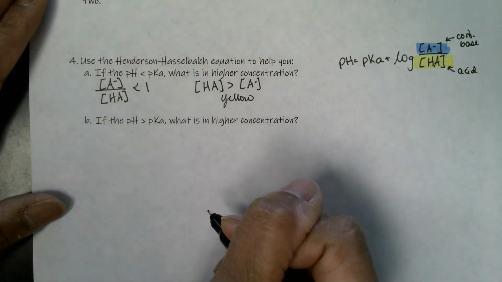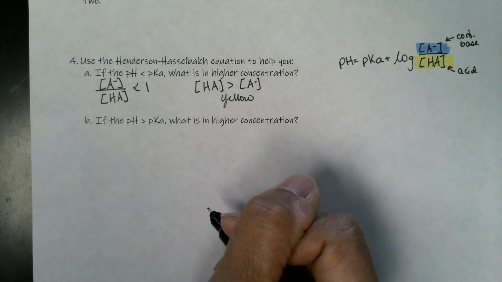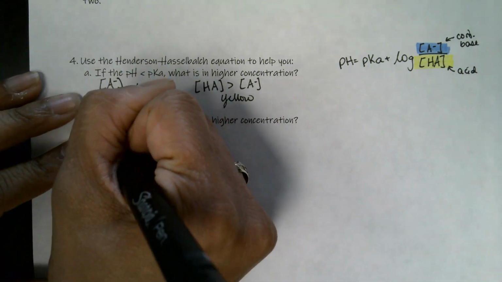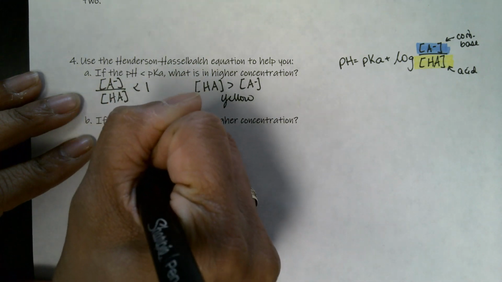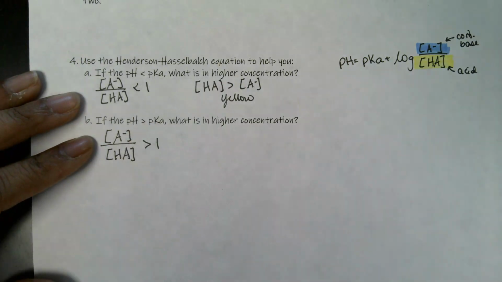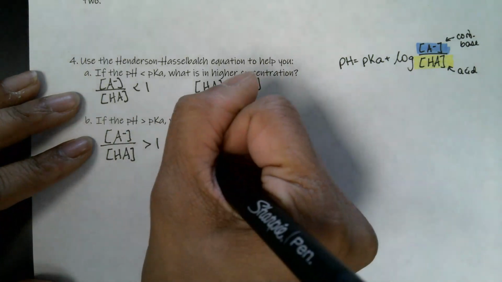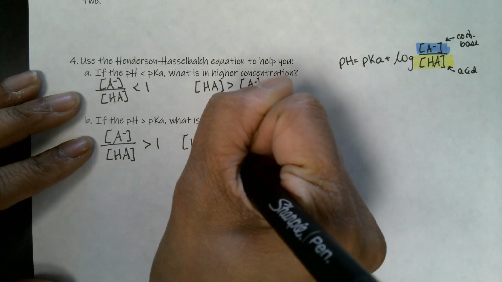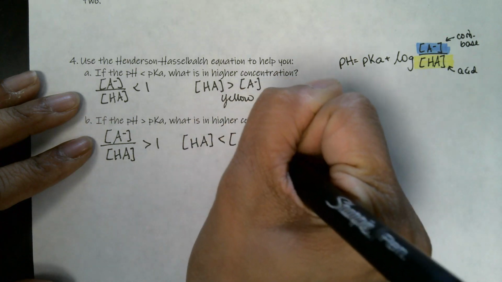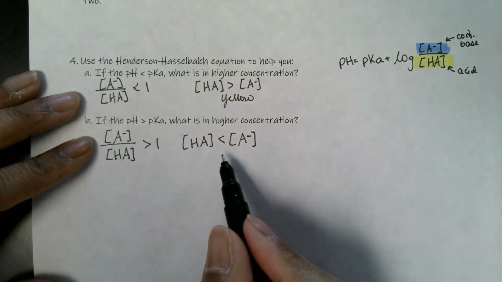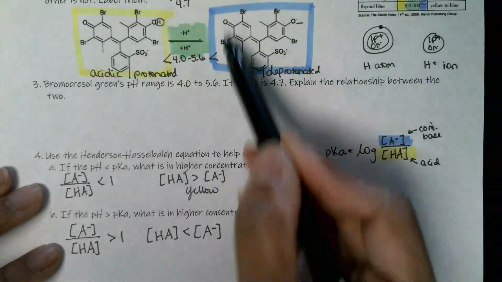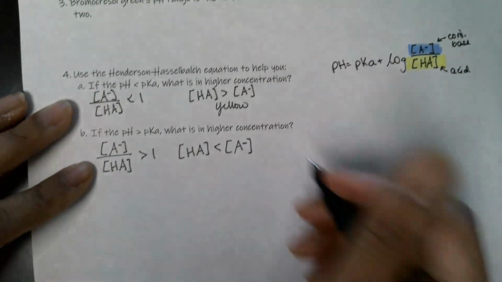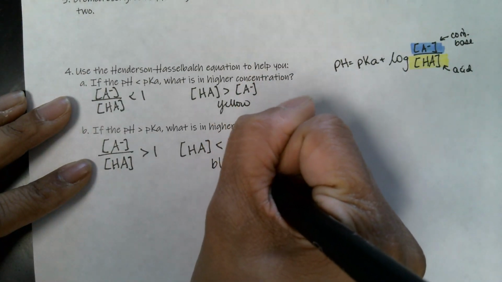On the other hand, when your pH is greater than your pKa, we're going to take a look at the concentration of A minus over the concentration of HA being greater than 1. So your concentration of HA is less than the concentration of your A minus, because you have a larger numerator than denominator. So you have a higher concentration of the deprotonated version, which is blue.